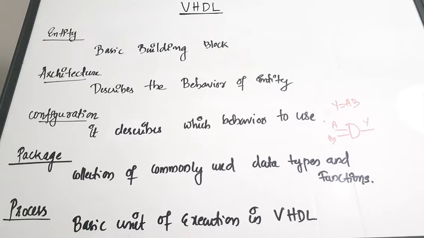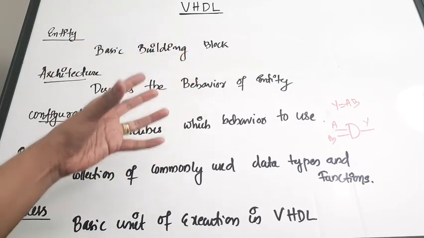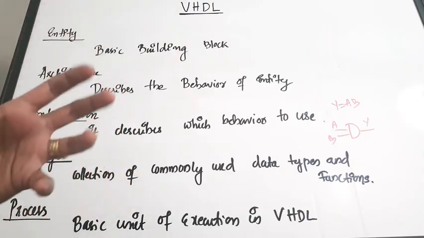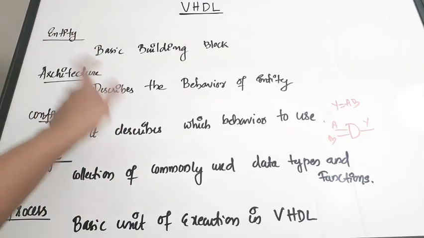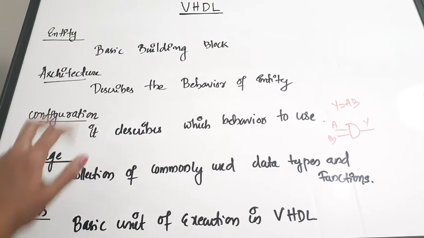Anyway, you should know that the entity is the part where we name the components and describe the ports and everything. In the architecture section, we write the working of the behavior. I hope it is clear. Next one is configuration.